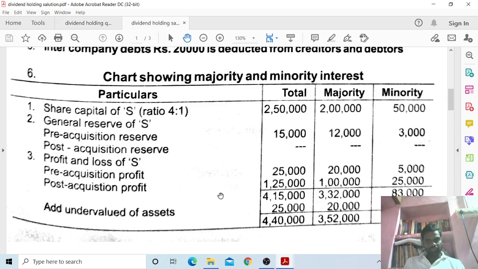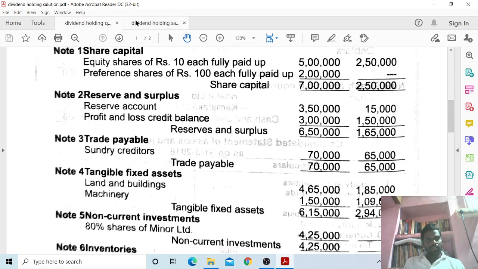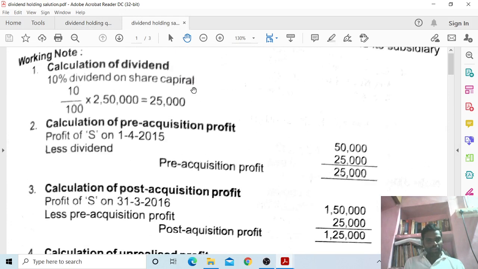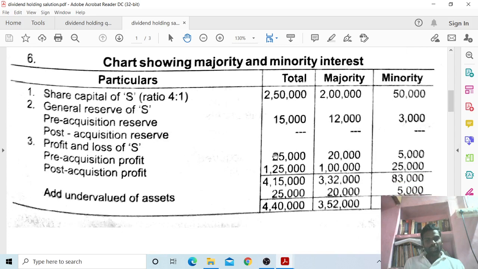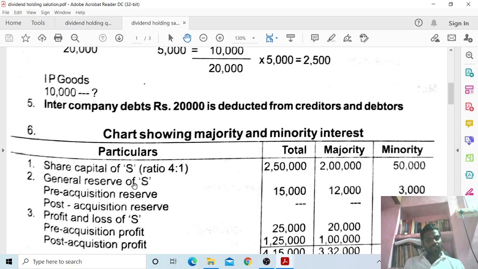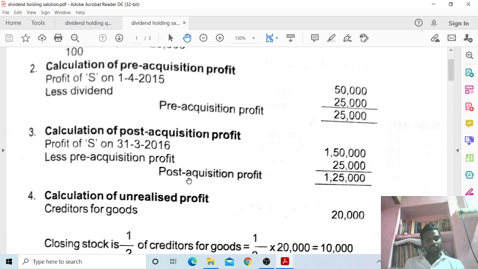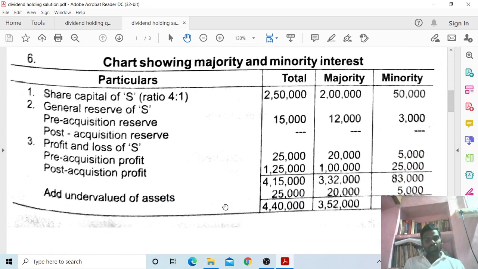1,50,000. So pre-acquisition profit you have to calculate here. Pre-acquisition profit 25,000. You have to take it here, 25,000. So 25,000 in 4:1 ratio is 20,000 and 5,000. So the remaining post-acquisition profit you have to calculate here. Post-acquisition profit you have to take here, 1,25,000. So 1,25,000 in 4:1, total majority 1 lakh rupees, and in the 4:1 ratio for 1,25,000, minority 25,000.